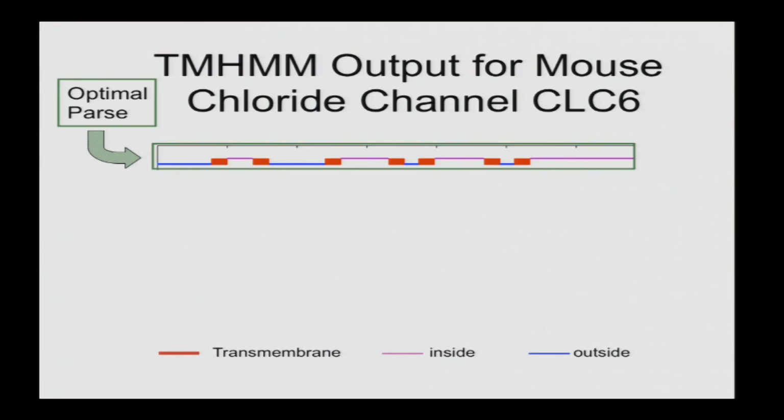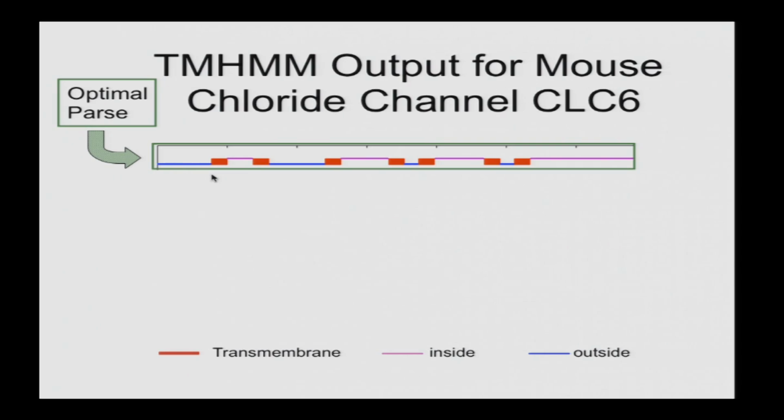So here's an example of the output of the TMHMM program for a mouse chloride channel gene, CLC6. The program predicts that there are 7 transmembrane helices, as shown by these little red blocks here. You can see they're all about the same, about 20 or so, and that the program starts outside and ends inside. Okay? So let's say you were going to do some experiments on this protein to test this prediction.